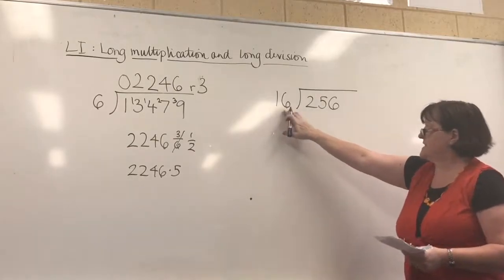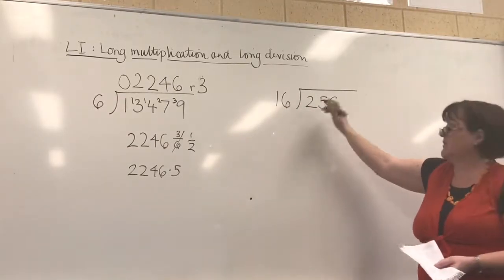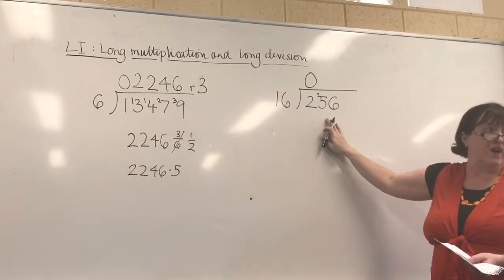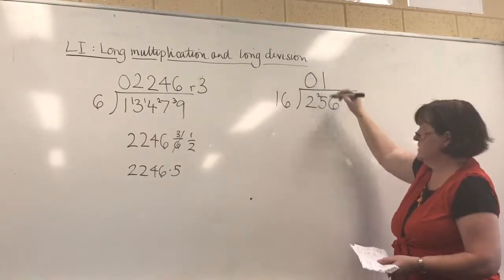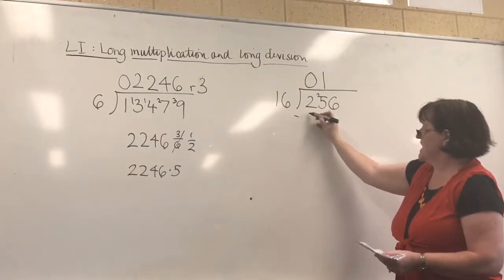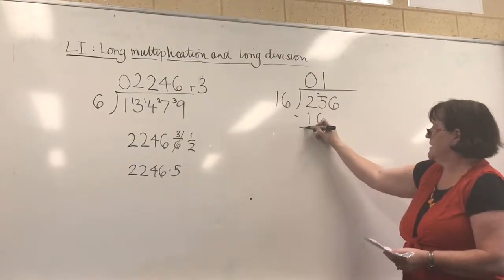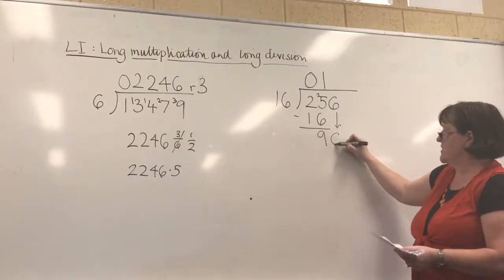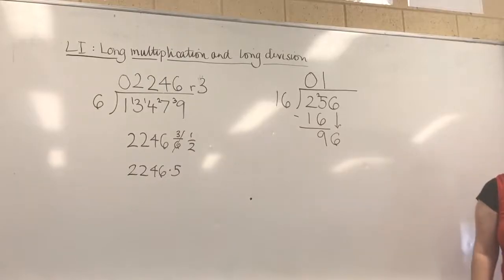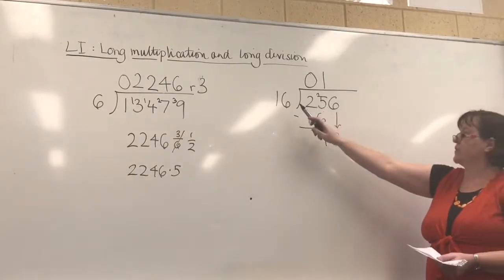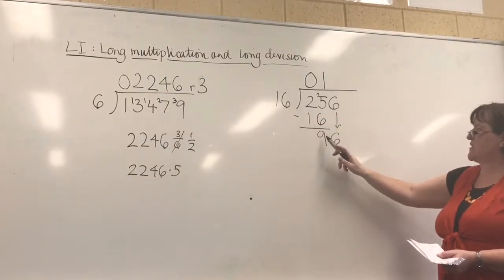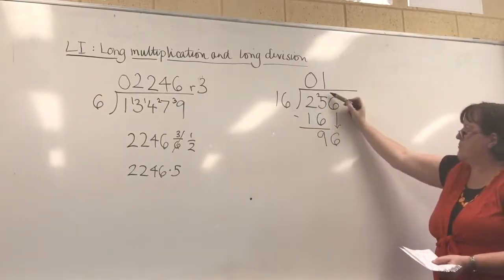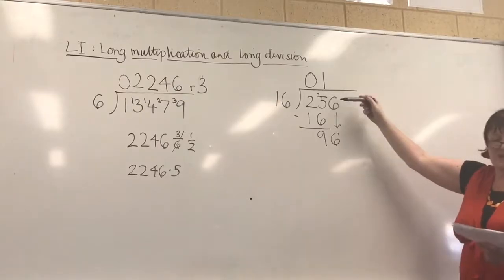So what I would do is 16 into 2, can't do it. Move it across. 16 into 25 goes 1, and then I will take the 16 away and get 9, and then I bring the 6 down to 96. Okay? So, if you wanted to, you could put the 9 up there. You could leave the 9 there and put it there. But actually, this is clearer.